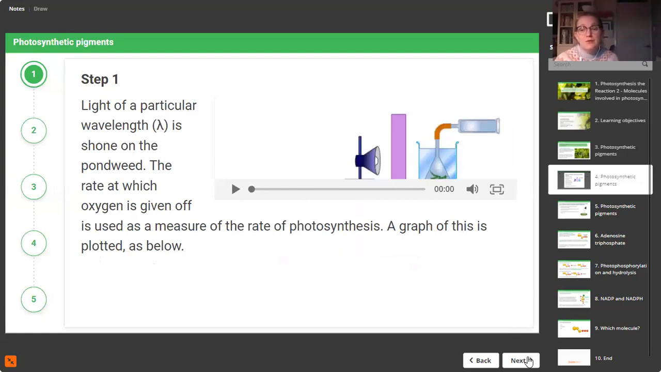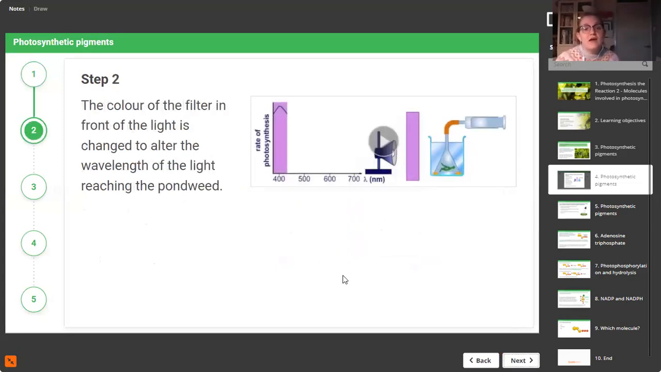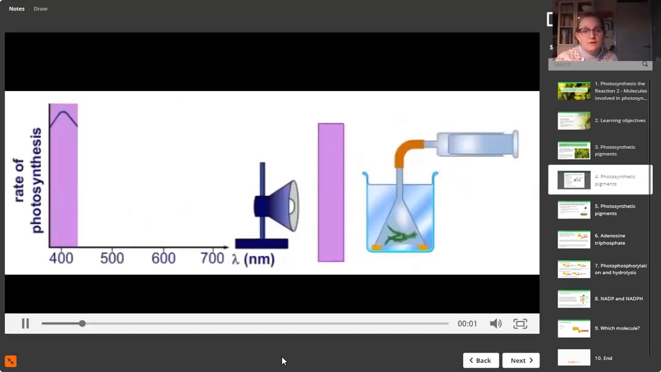Then step 2, you can probably guess, we're going to change the wavelength of light. So what we do to do that is we change the colour of the filter that we put in front of the light. That will change the wavelength that reaches the pondweed. We do the experiment again, exactly the same. So we leave it to do photosynthesis for the same amount of time, record the amount of gas that is collected in the gas syringe for the same amount of time, and then plot that onto a graph.